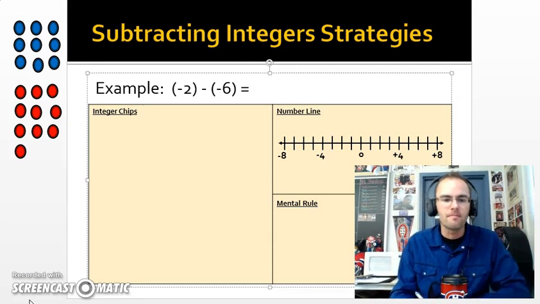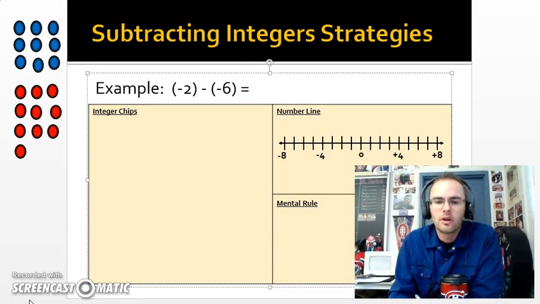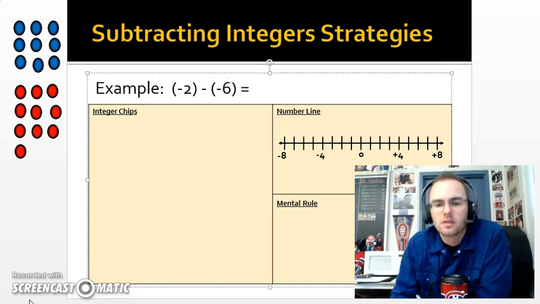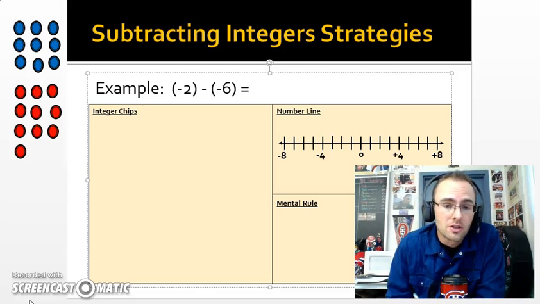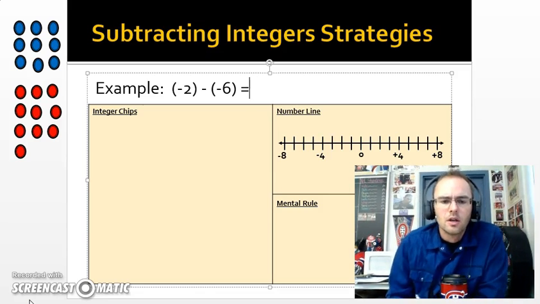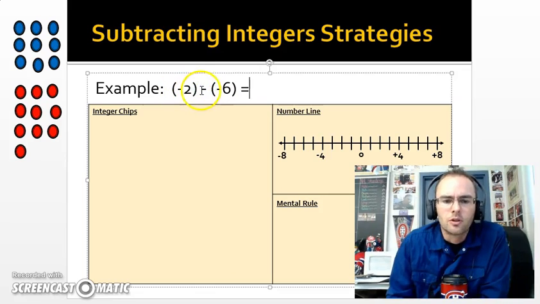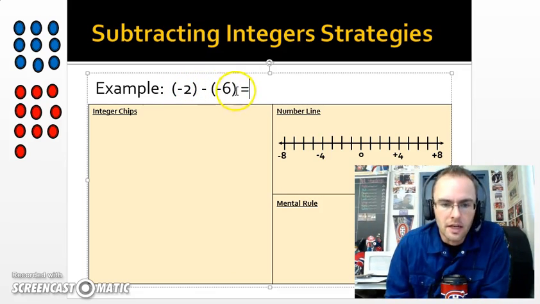Gotta have my coffee. All right, welcome to another episode of SteigerMath. I am Jen Steiger, and we are going to get into the world of subtracting integers, and we're actually going to solve these subtraction questions using three different strategies. So here's my equation: -2 minus -6. What does that equal? What on earth does that equal?